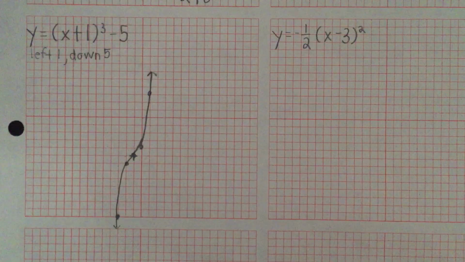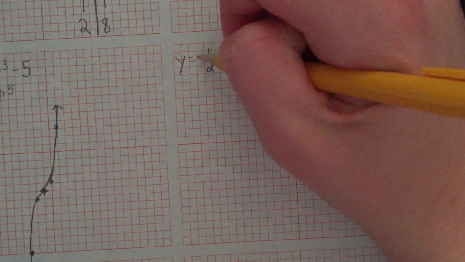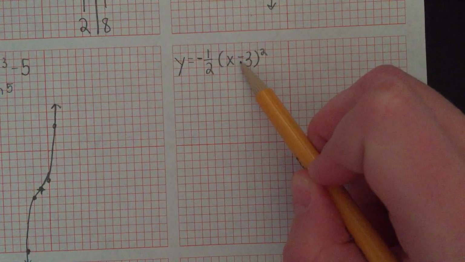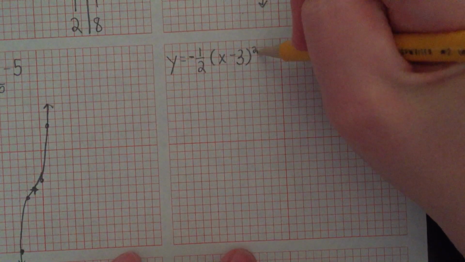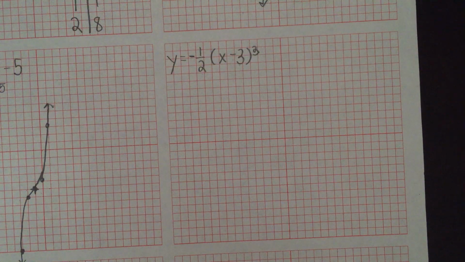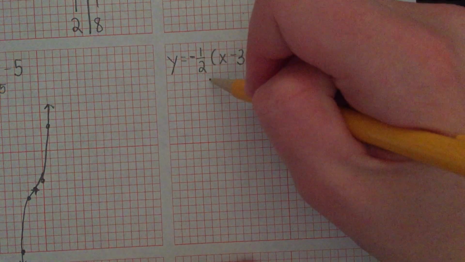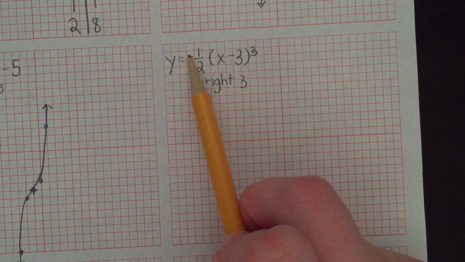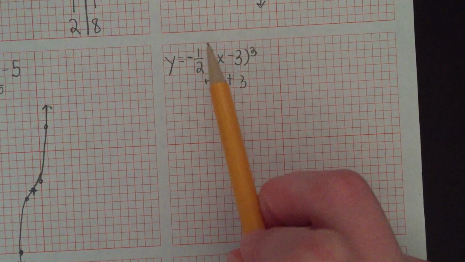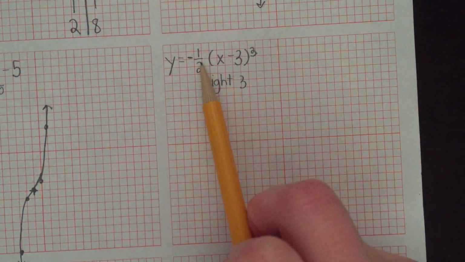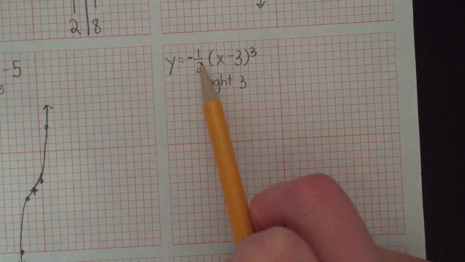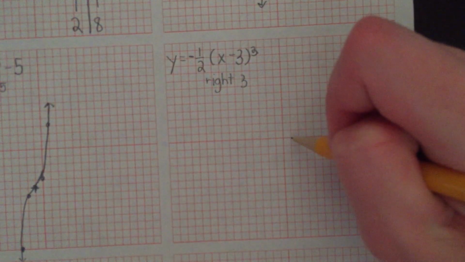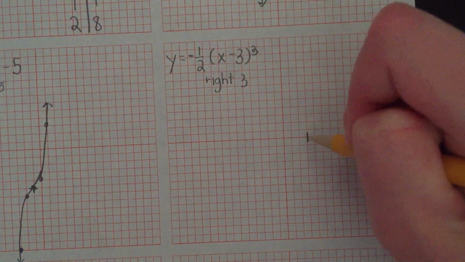left 1, down 5. Okay, on this one here I have y equals -1/2 quantity x minus 3, that should say cubed. Okay, so on this one my graph shifts right 3. That minus in front makes it reflect over the x, and the 1/2 makes it vertically shrink by a half. So on this, the only thing that affects my origin is the right 3. So I'm going to take my origin, pick it up, move it 1, 2, 3 to the right, plot it there.